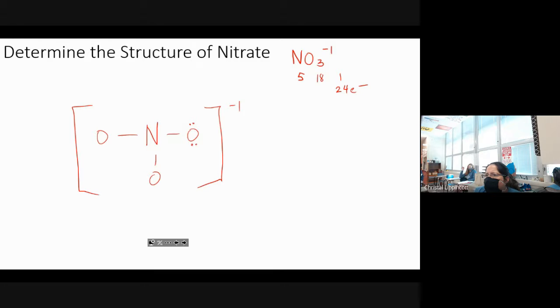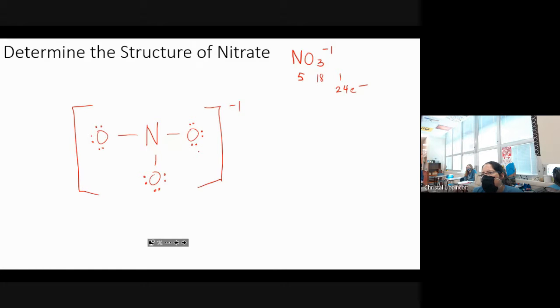You need 24 electrons. Nitrogen is 5, oxygens are 18, plus 1. We have 1 double bond and 2 single bonds. Then when you calculate the formal charge, I guess you could do it by oxygen. I've got 24 electrons up here right now. What's wrong with this structure, though?